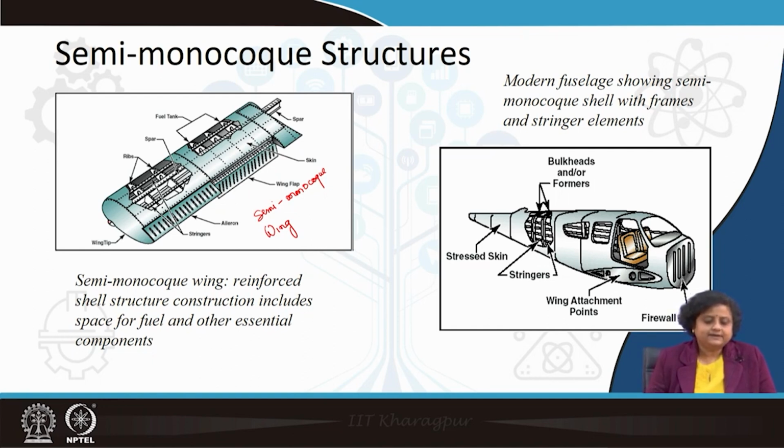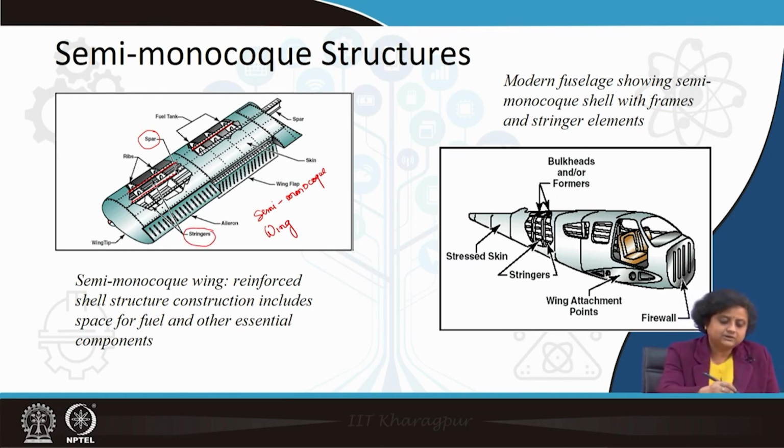Beneath the skin, there are these longitudinal members that you can see. Some of these longitudinal members extend along the entire length of the wing, and some are only in certain portions of the wing. These longitudinal members have several names. Some of them are called spars. Spars are usually the heavier members. I will come into the detail of this later. Some of them are called stringers. So, these are longitudinal members.